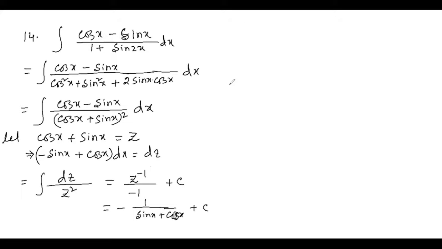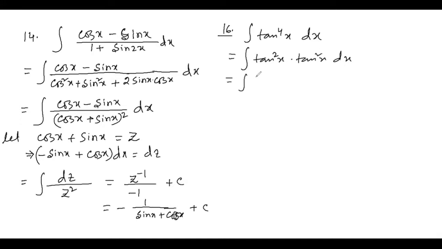Okay. Next is the number 16 sum. This is a very important sum. All of you remember this one. So how do we integrate it? Tan square x into tan square x, you write it at first. So tan square x, we can write as sec square x minus 1 into tan square x dx.